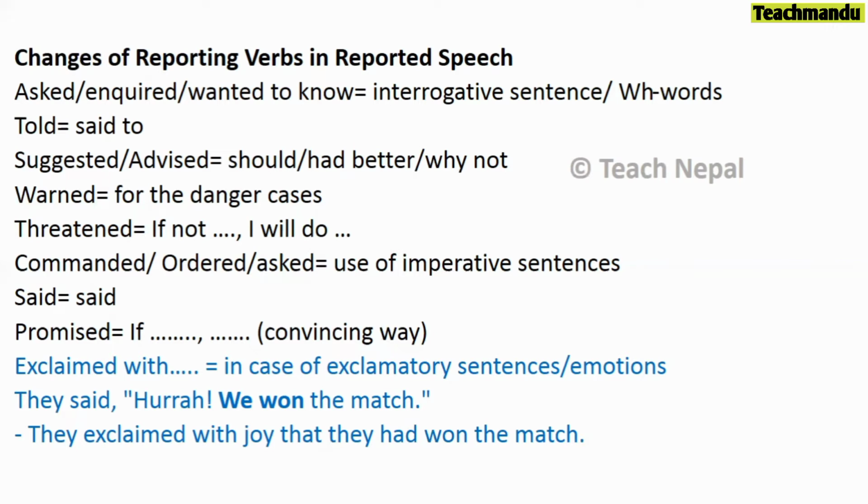Next is threatened, meaning if not, right, I will do this. It means if you don't do this, I'll report it to your parents, I'll report it to your teacher. That's what you call threatening. Or if you don't give me some money, I will rob it, or I will steal it, or I will do something like that. Yeah, this is what you call threatening.